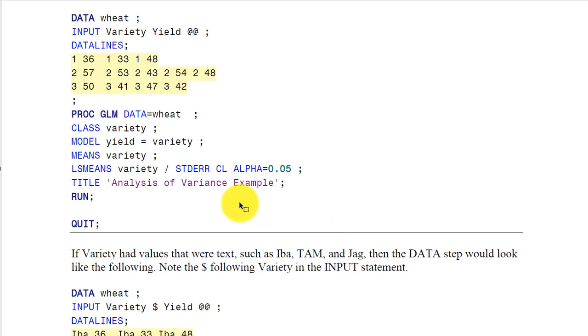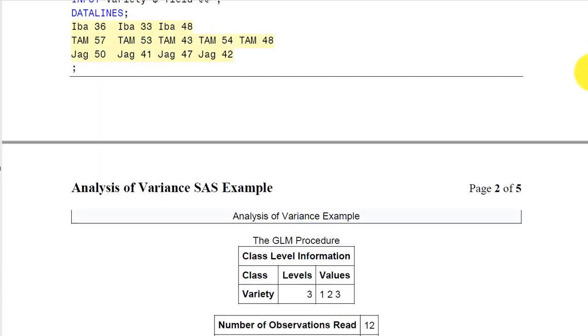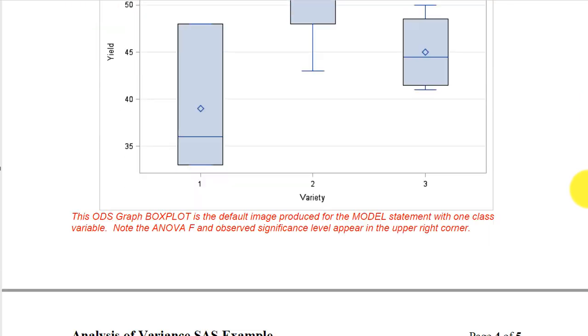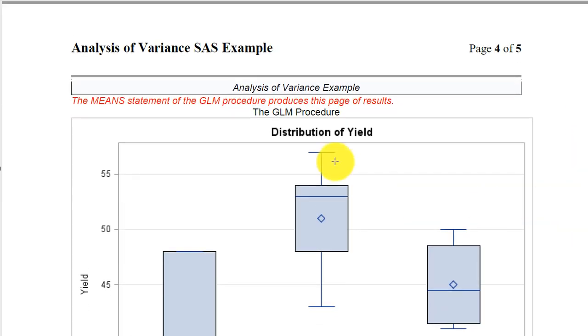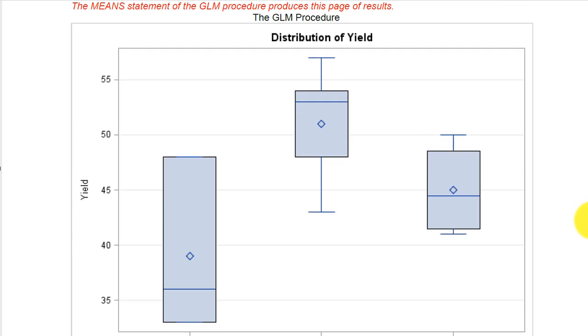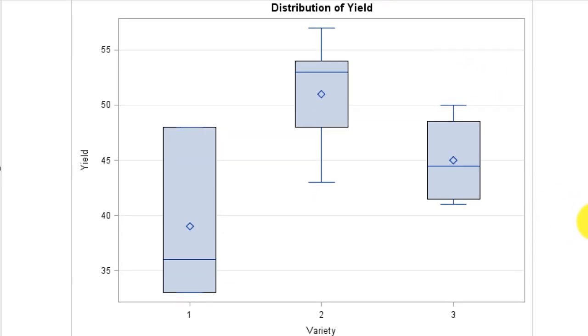Okay, so now let's look at what happens with this means statement here. So this would be page 4. This analysis of variance example in this shaded box, that's the result of the title that I used, and on each page of the output, that carries through. The means statement produces an ODS graphic too, and that's this box plot. Notice it doesn't have the analysis of variance f-test inset in any one of the corners.